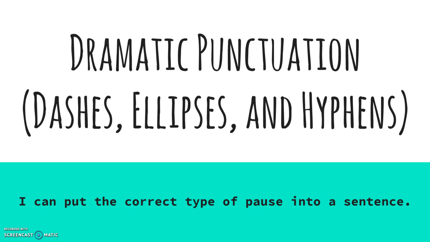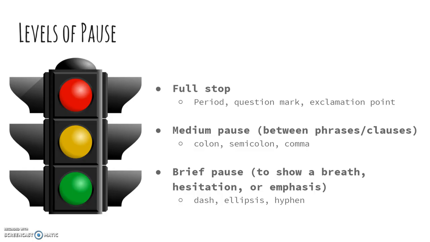Hello, today we're going to talk about some of the more dramatic punctuation types, which are dashes, ellipses, and hyphens. We're going to discuss them so that you can know what kind of pauses to put in a sentence. There are different levels of pause you can put into a sentence, depending on what you're trying to pull off and how long you want the reader to stop or take a breath.